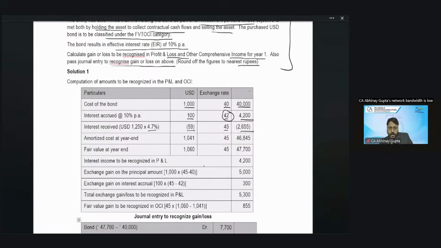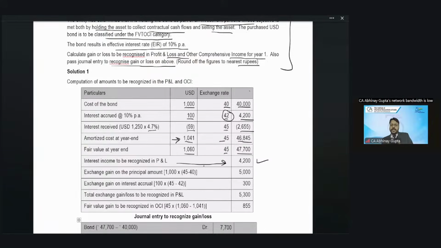Amortized cost at the year end would be 1041, that is 1000 plus 100 minus 59. So closing balance 1041 into my closing rate 45, so 46,845. Fair value at the end 1060 into my 45, 47,700. Now, what would be the interest income which will eventually be recognized in the P&L as per Ind AS 109? That would be 4,200. Correct?